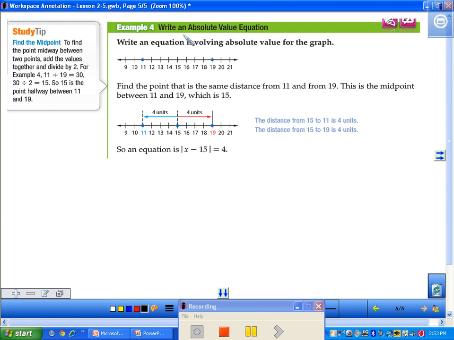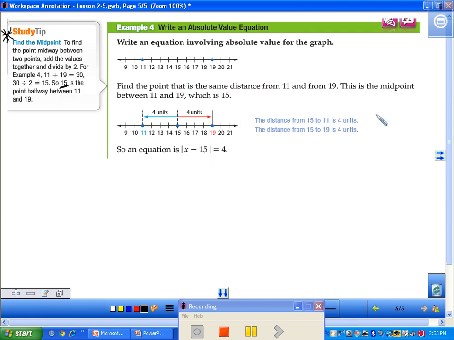Let's look at example 4. It says study tips. Please focus on these study tips when they're outlined for you in your text. They're very important. It says find the midpoint. To find the point midway between 2 points, add the values together and divide by 2. Sounds like median. So for example 4, 11 plus 19 is 30. 30 divided by 2 is 15. So the midpoint between 11 and 19 is 15.